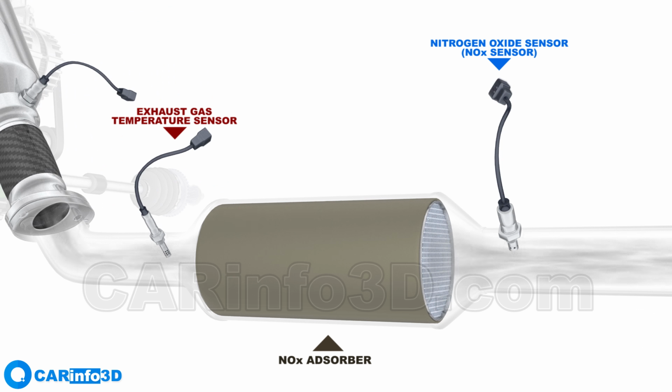The nitrogen oxide sensor measures the concentration of nitrogen oxides after the NOx absorber. If the concentration reaches the threshold, the sensor indicates that the absorber is full and should be switched to regeneration mode.